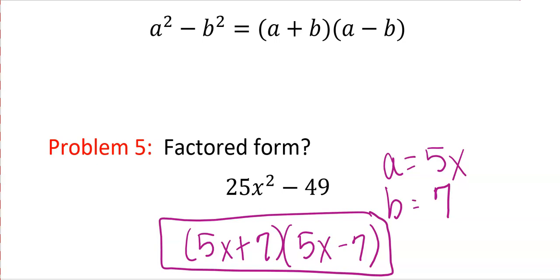So no tables, no nothing for these. In this one, what I think when I see it, I'm like, oh, those are perfect squares. There's none in the middle. One of each sign. And you square root both of the terms.